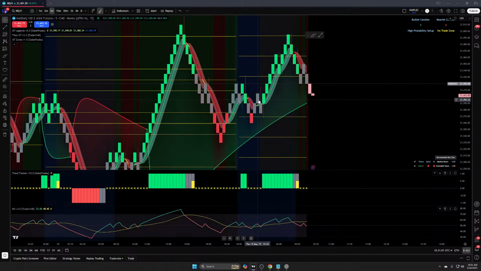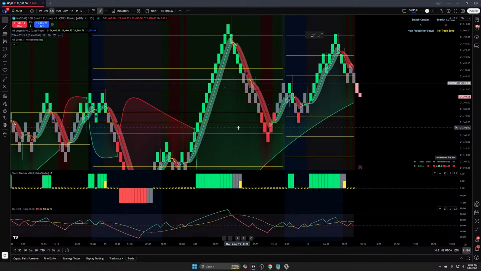Okay, so Maro, you don't like the wicks? I get that part. So if you don't like wicks, then do this. If you don't like wicks, change what you're looking at and go to a Renko. Or use Renko to supplement what you're doing.